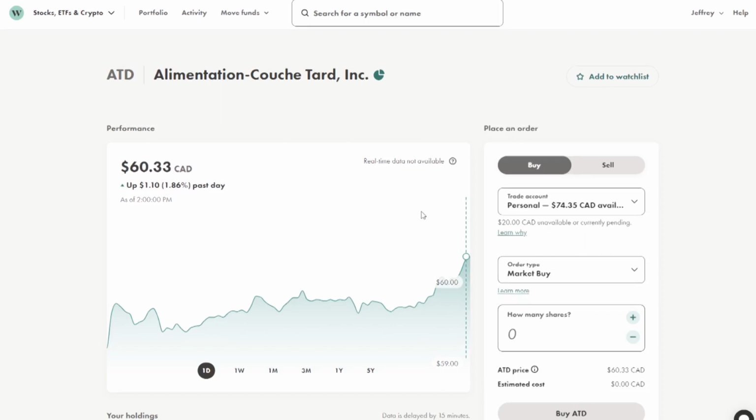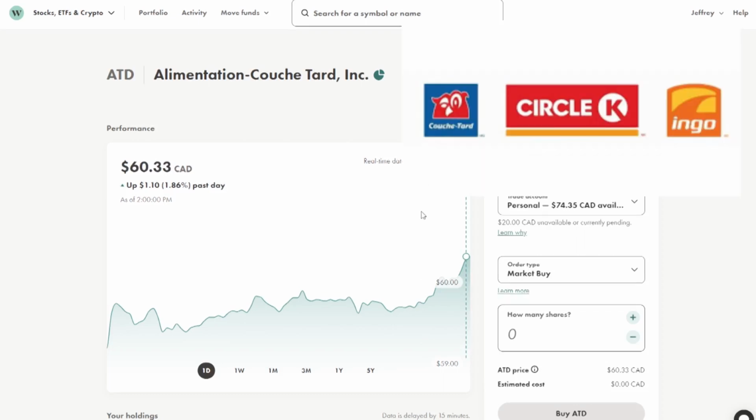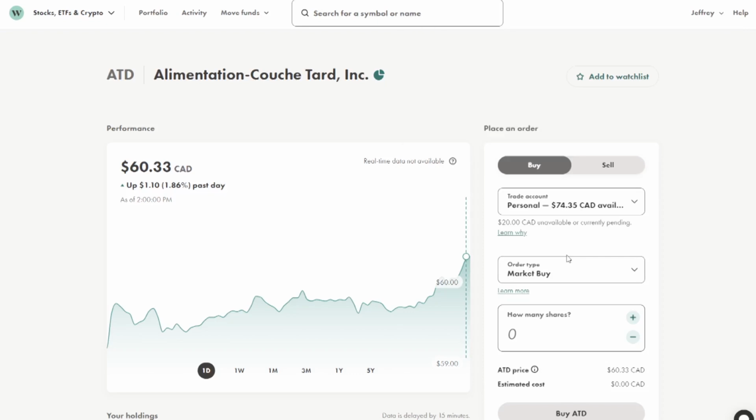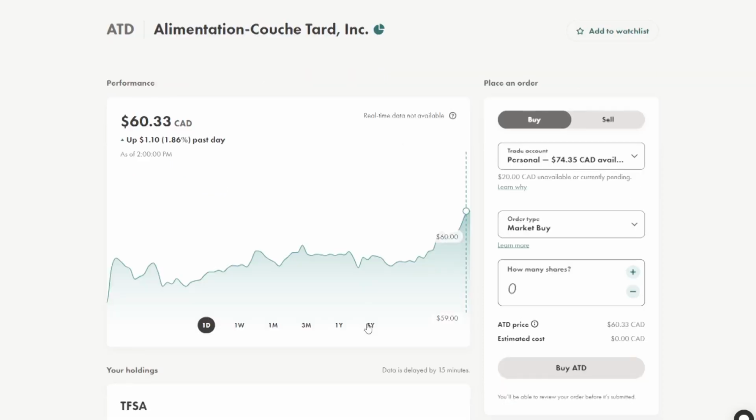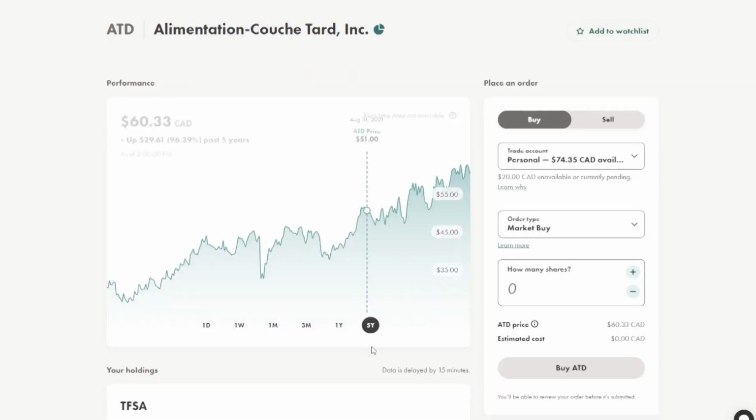This company owns and operates convenience stores across Canada, the United States, and Europe. Their brands include Couche-Tard, Circle K, and Ingo, which have their own area of operations. Their stock has done extremely well over the last decade, growing revenue while also keeping operating costs and payout ratios low to optimize reinvestment. To see this better, let's look at the dividend tracker to see some of the dividend payouts it has been producing over the last few years.